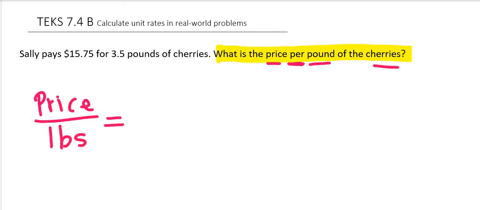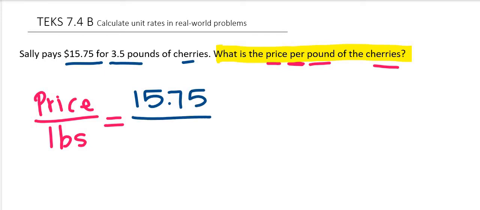Let's go back in the problem and grab some information to help us solve. Sally pays $15.75 for 3.5 pounds of cherries. We're going to take that information and match it with the units. So we're going to put money at the top because she paid $15.75, and then we'll put pounds at the bottom for 3.5 pounds of cherries.